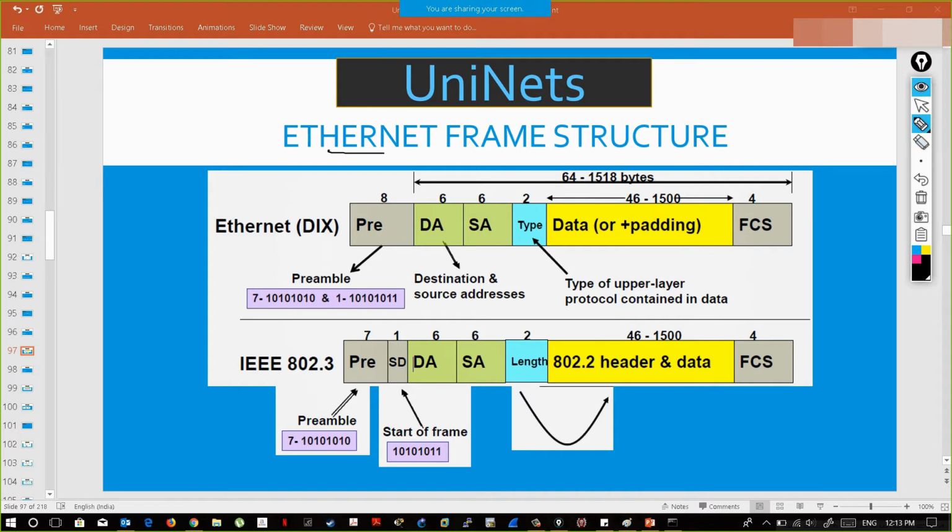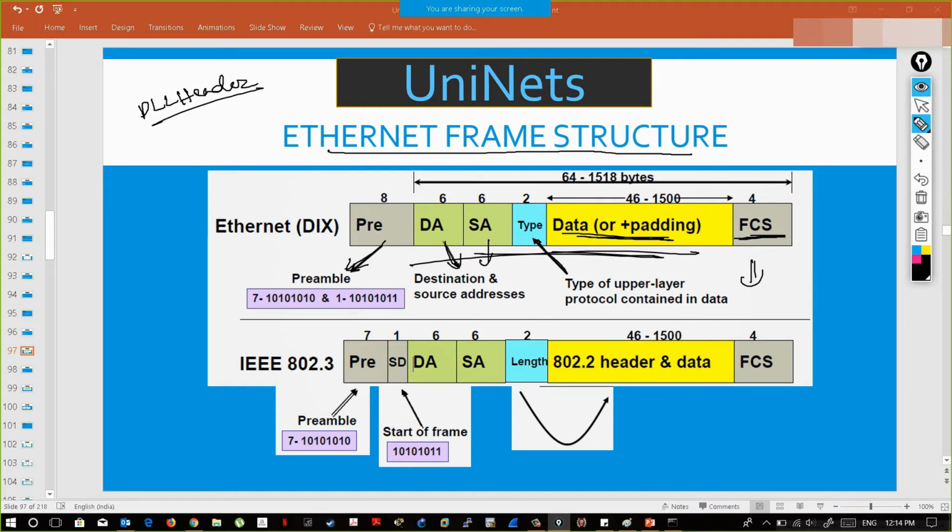This is the Ethernet frame structure, that is the data link layer header. Simple. It has preamble, destination address, source address, type. This is the data which it received from the network layer, and this will be the FCS, as I told you already. Right? And the header size, excluding this, will be 18 bytes.